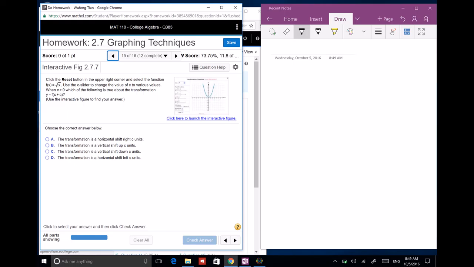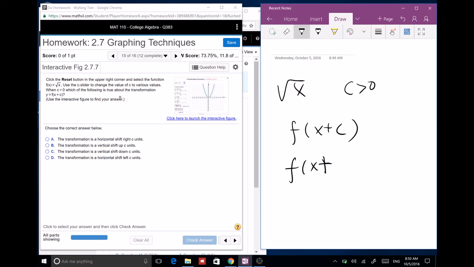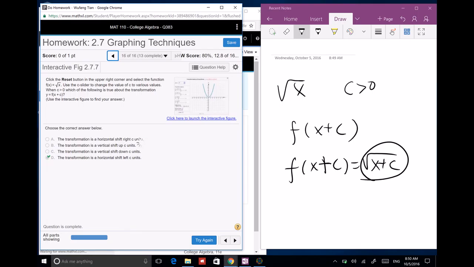Now next, this one, we set the base function square root of x, and use the c slider to change the values when c is positive. What is true of the transformation of x plus c? So f(x + c), which equals square root of x plus c, means shift the function c units to the left. Okay, we just got it.